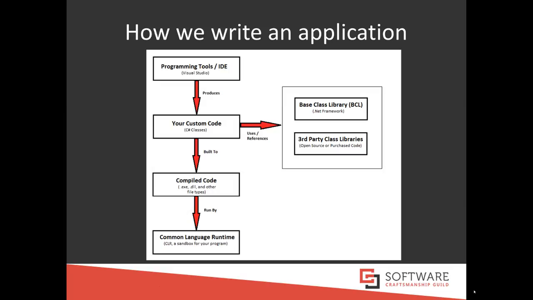However, our custom code is going to use or reference code that was written by other developers. And there's two places we can get code from. The first is the base class library. The BCL for short is a bunch of classes in the .NET framework that were authored by Microsoft. And these classes do a lot of useful, common tasks for us. And all we have to do is reference them to use them.